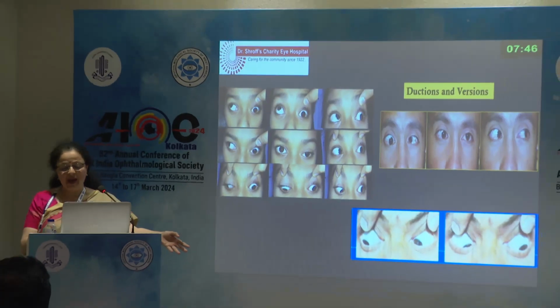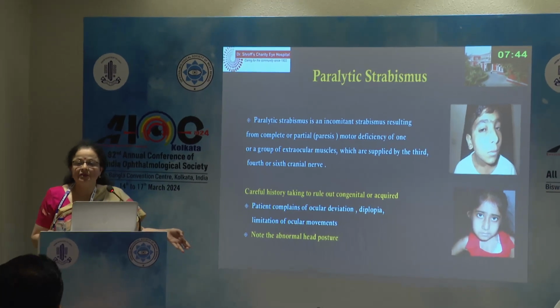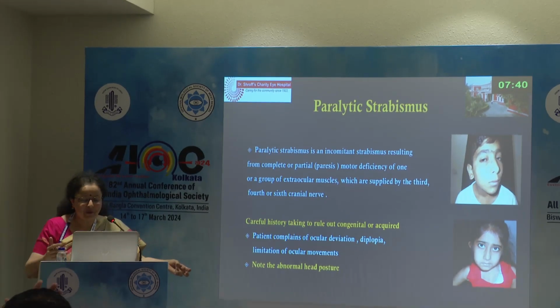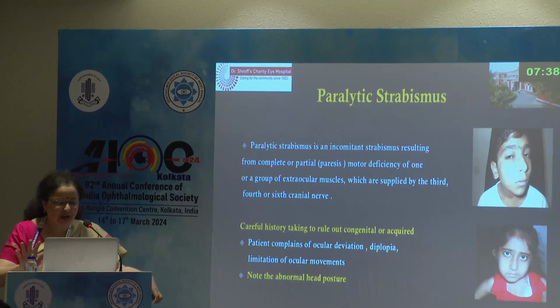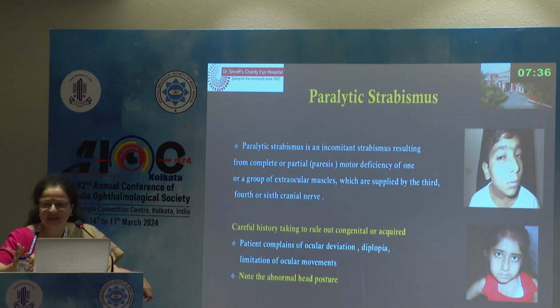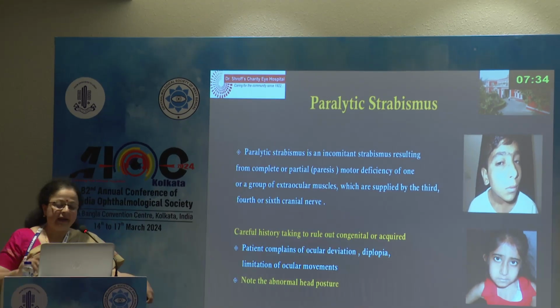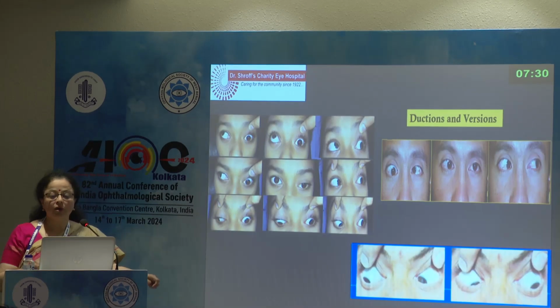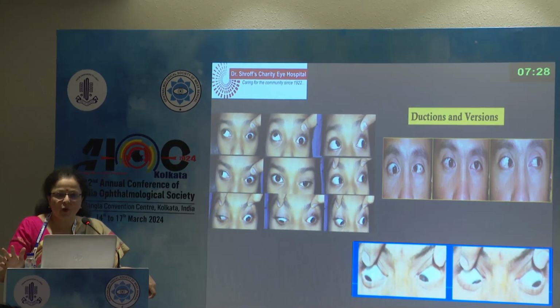Basically, when we have paralytic strabismus, we need to rule out whether it's congenital or acquired. When it's acquired, there will be diplopia, and you also need to note the abnormal head posture. So ductions and versions are very important.